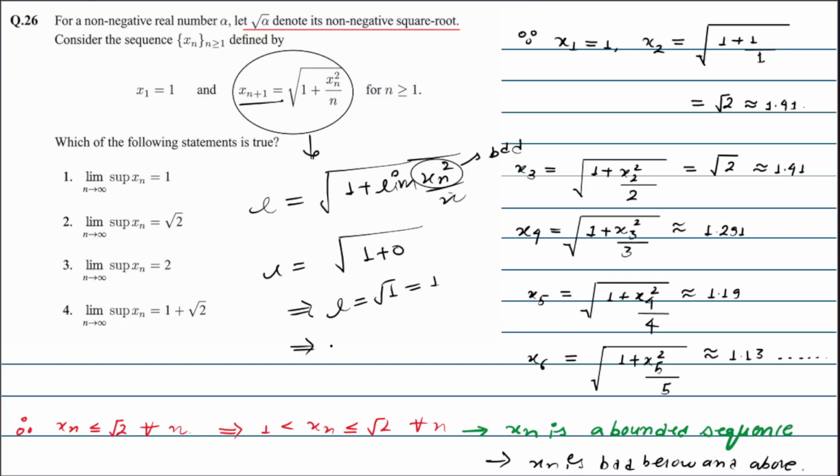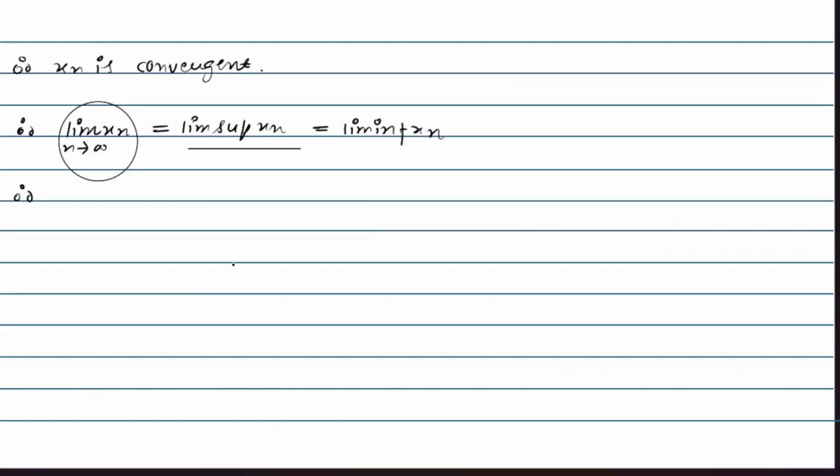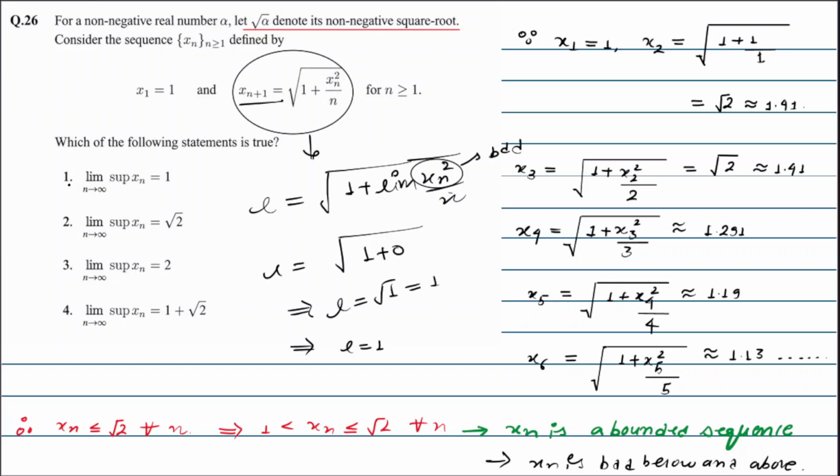Therefore L is equal to 1. So this means 1 is equal to lim sup of xn, which is equal to lim inf of xn. So we get our answer. Therefore option 1 is true, and 2, 3, 4 are false.